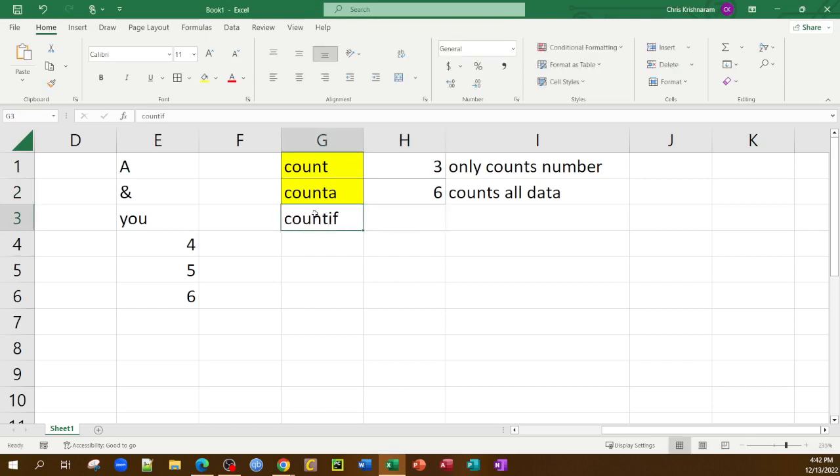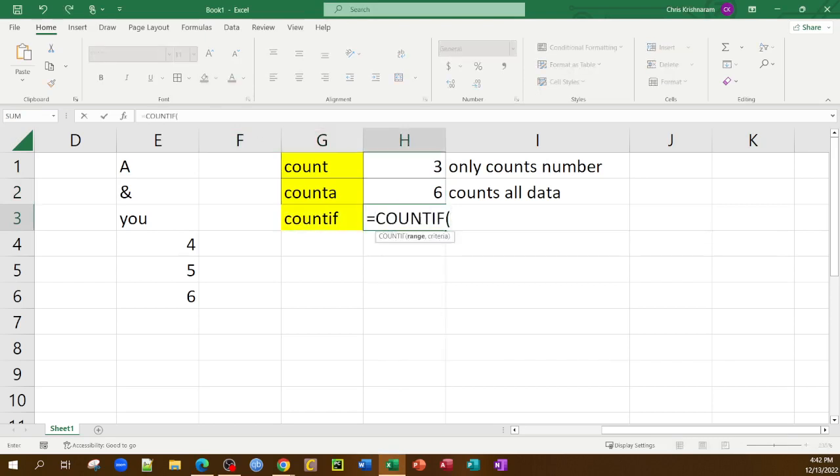So this is the COUNTIF function. Equal COUNTIF, open bracket. Now note whenever you're creating a function, it gives you the description, or it gives you the syntax below it. If you notice right now, COUNTIF is before the bracket, and the range is bold compared to criteria. Notice criteria looks a bit dull and range is bold. If I put a comma, notice criteria is now bolded.